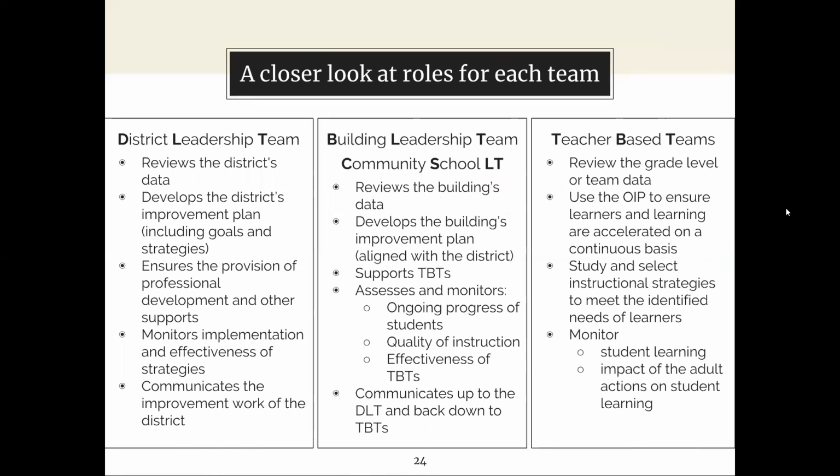Now that you have discussed some of the similarities and differences among the teams, let's take a closer look at the roles of these various teams. The District Leadership Team, or DLT, is responsible for reviewing the district's data, developing the district's improvement plan, which includes goals and strategies, ensuring the provision of professional development and other supports, monitoring implementation and effectiveness of the strategies, and communicating the improvement work of the district.